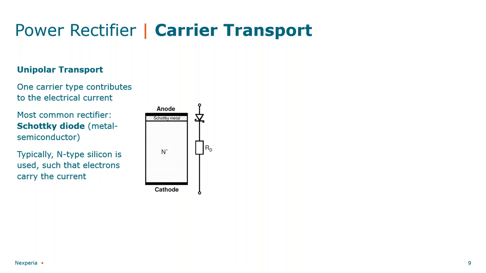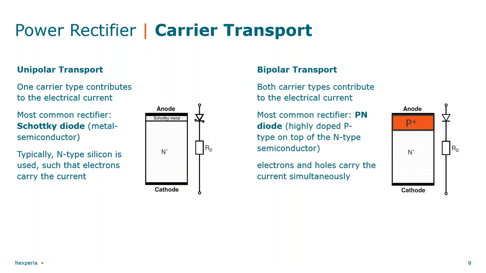In contrast to that, we have the bipolar transport. And also here, as the name suggests, we have now two kinds of carrier types contributing to the electrical current. Here also we have a prominent candidate. This is the PN diode, where we basically have a P-type semiconductor on top of an N-type semiconductor. And here we allow electrons and holes to carry the current simultaneously. That's why the name given, bipolar transport.